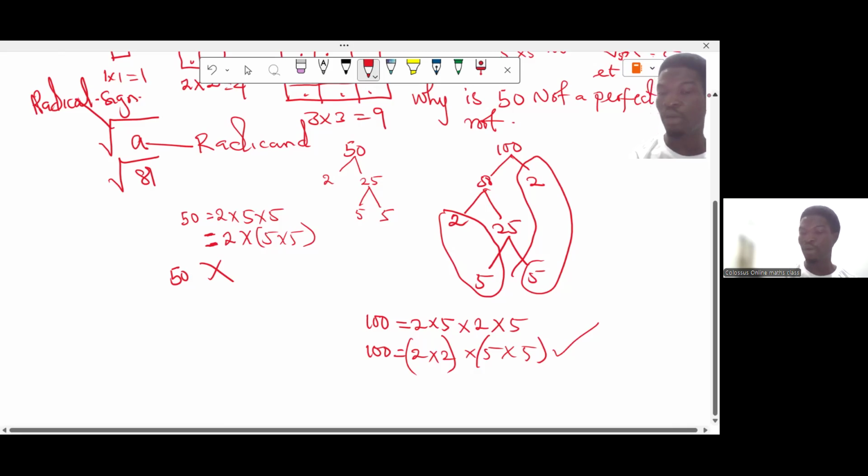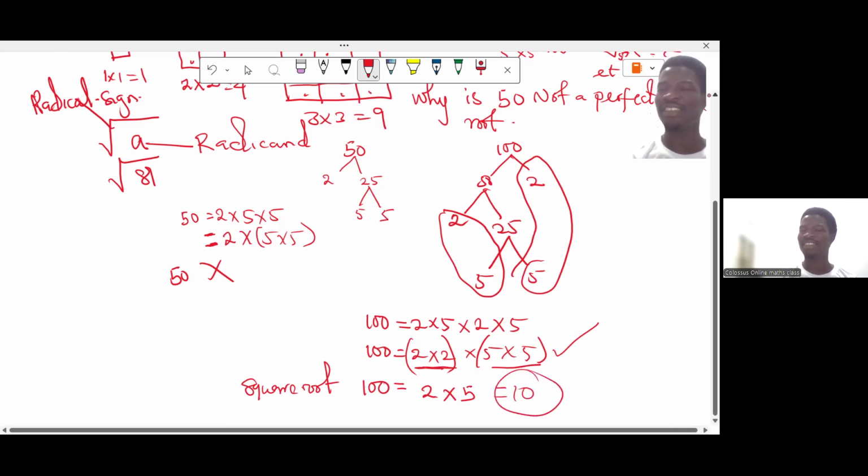Now, look at how I get the square root from here. How do I get the square root from this? I'm just going to pick one out of each pair. So that will be 2 multiplied by, I'm going to pick one out of this, and that will be 5. So that's why the square root of 100 is equal to 10. Do you see that now?